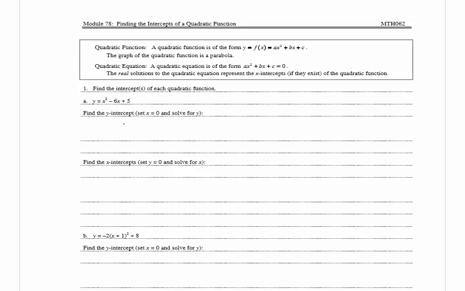So we have y is equal to 0 squared minus 6 times 0 plus 5, and 0 squared is equal to 0, and 6 times 0 is equal to 0. So y is equal to 5. So our y-intercept is 0, 5. And now they want us to find the x-intercepts, so we're going to set y equal to 0 and solve for x.